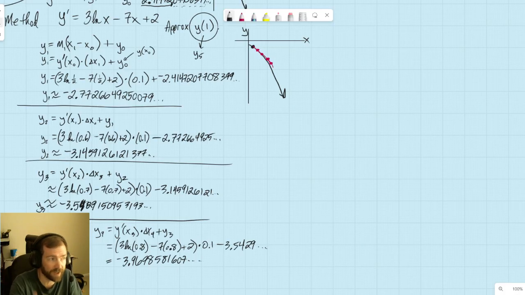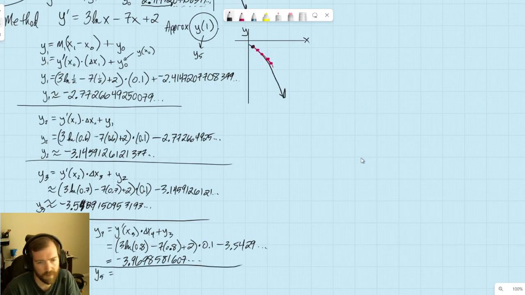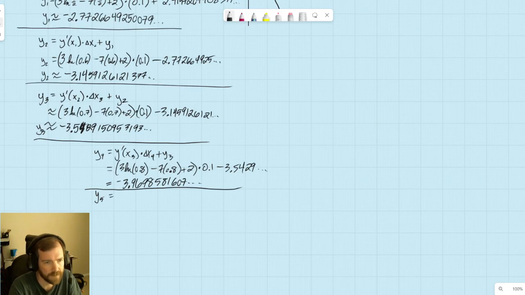And then finally, y5 is going to be y prime at x4 times delta x5 plus y4.